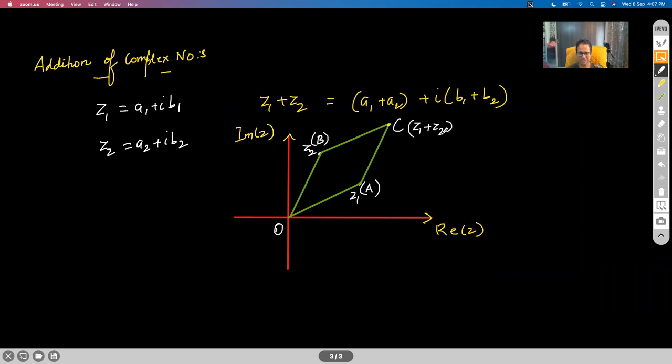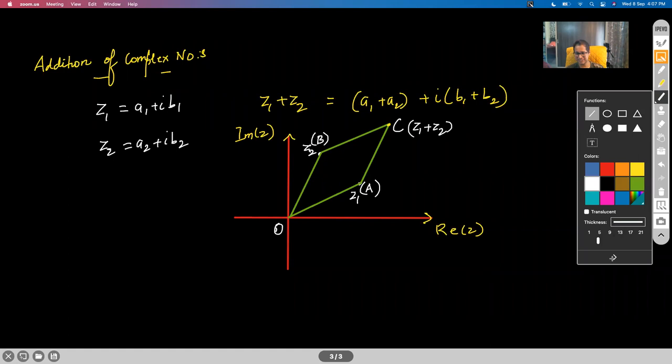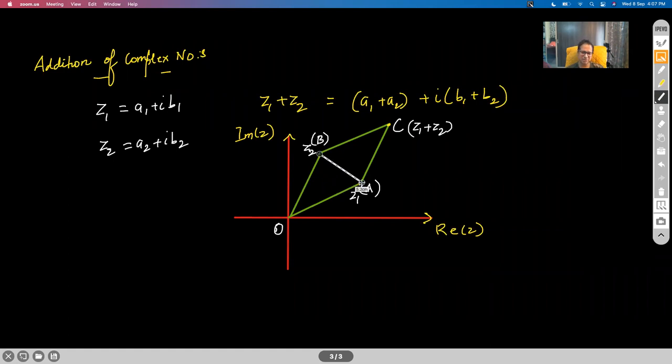I claim, and I can justify it also, that this point C is actually representing your Z1 plus Z2. Now, how? If this is a parallelogram, we all know that in a parallelogram the diagonals bisect each other. Correct? So if I ask you, what is the midpoint of AB? Let's say I call this M. This is your A1 comma B1, this is your A2 comma B2. So the midpoint of AB, you will say, sir, A1 plus A2 by 2 comma B1 plus B2 by 2. So M will be nothing but A1 plus A2 by 2 comma B1 plus B2 by 2.